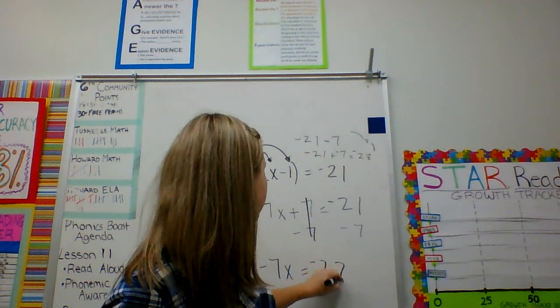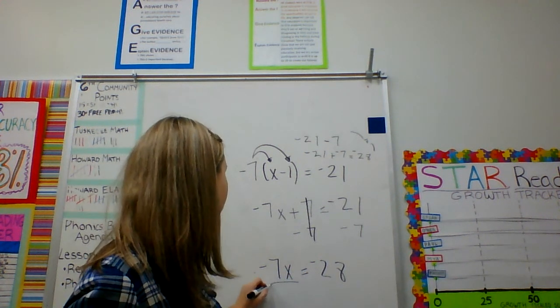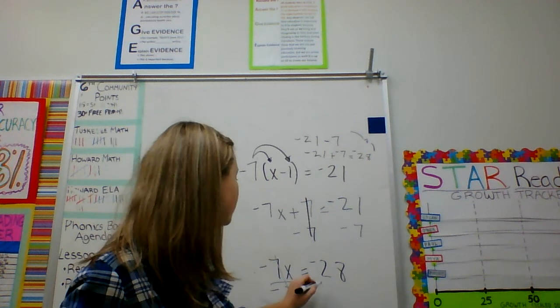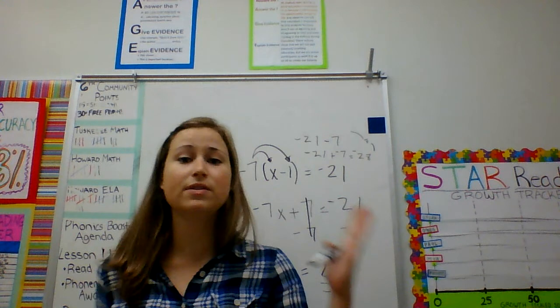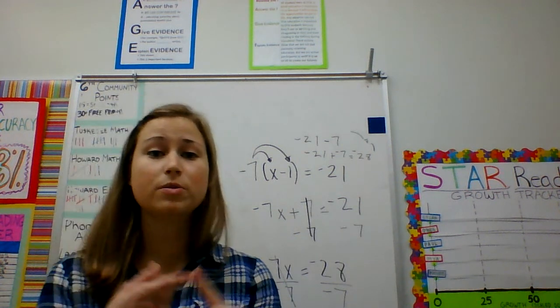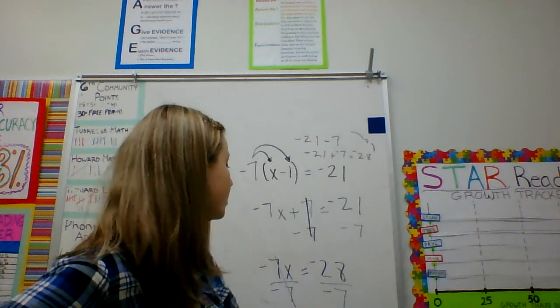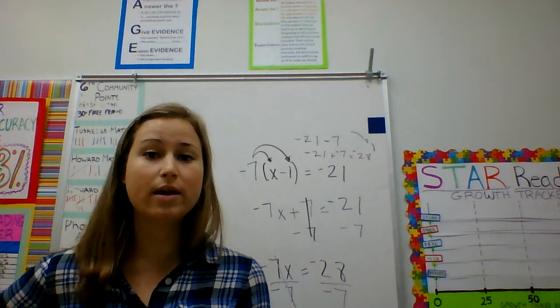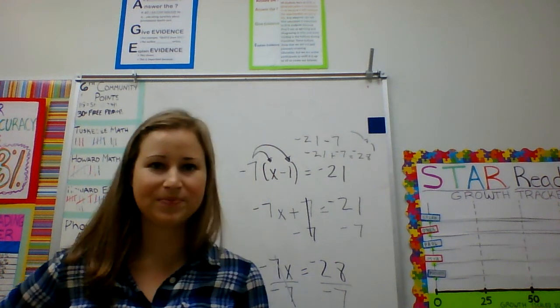So I have -28, -7x is equal to -28. Divide both sides by -7. X is equal to a negative divided by a negative. Remember our rules for multiplication and division. Two negatives make a positive. So my answer is going to be positive. And 28 divided by 7 is positive 4.